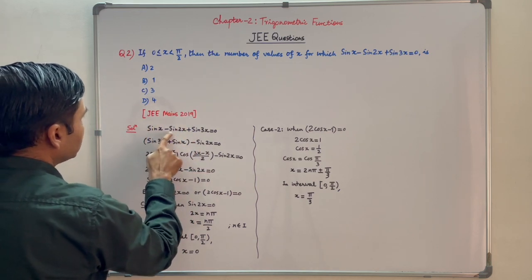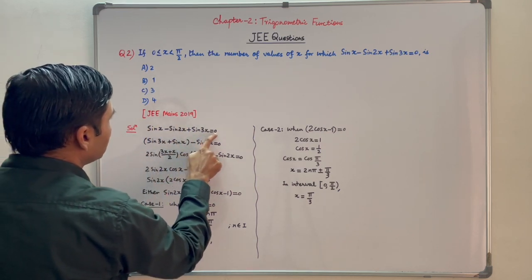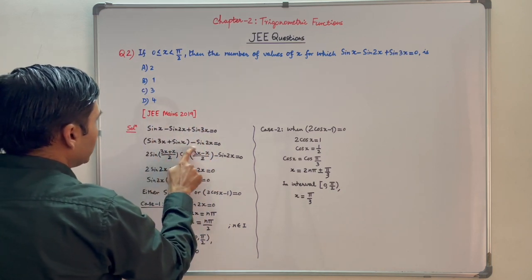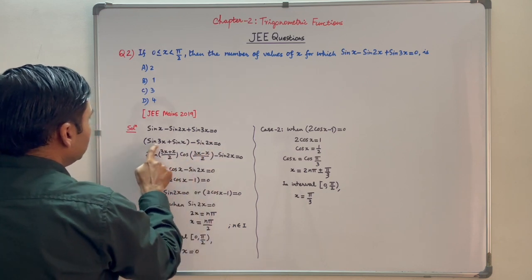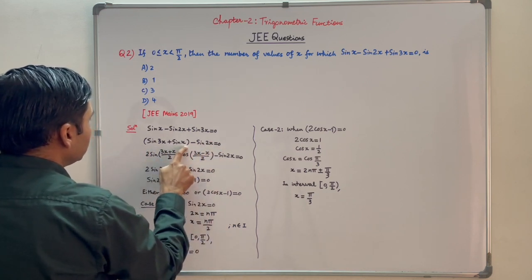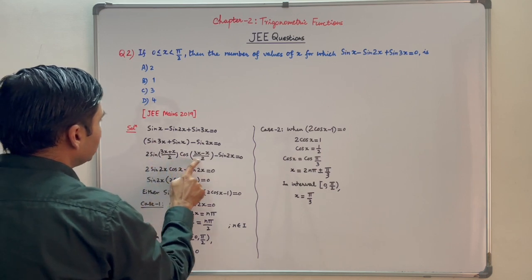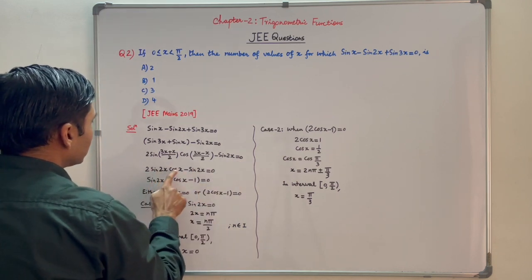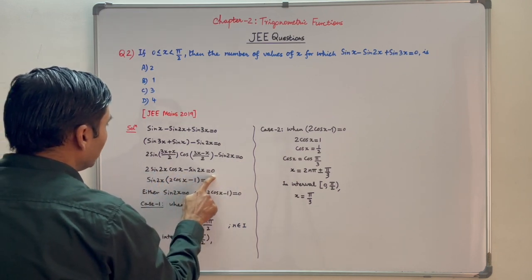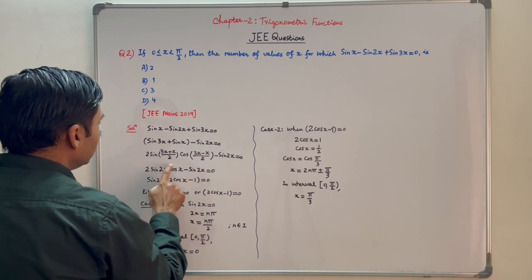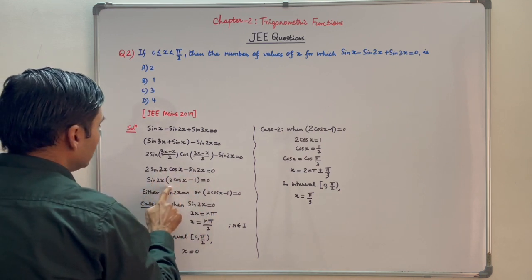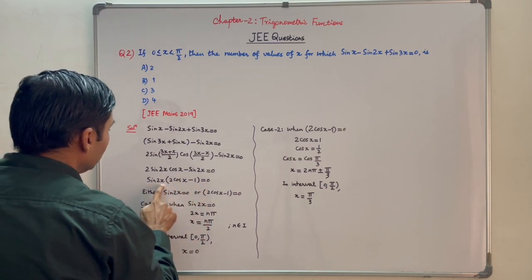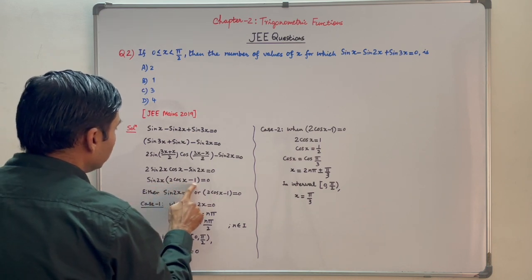It is given that sin x minus sin 2x plus sin 3x is equal to 0. We can combine these two: sin 3x plus sin x minus sin 2x is equal to 0. This is in the form sin C plus sin D, which is 2 sin((C plus D) by 2) cos((C minus D) by 2), minus sin 2x is equal to 0. 2 sin 2x cos x minus sin 2x is equal to 0. We can take sin 2x common in these two terms. So sin 2x into (2 cos x minus 1) is equal to 0. So either sin 2x is equal to 0 or 2 cos x minus 1 is equal to 0.